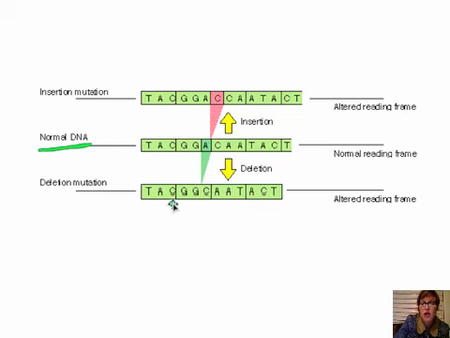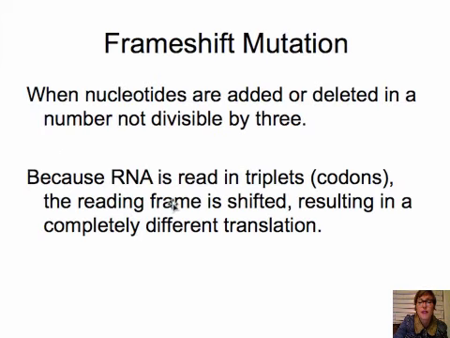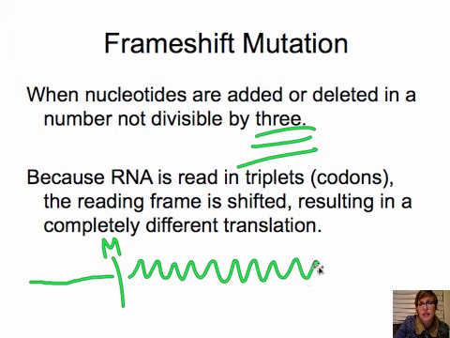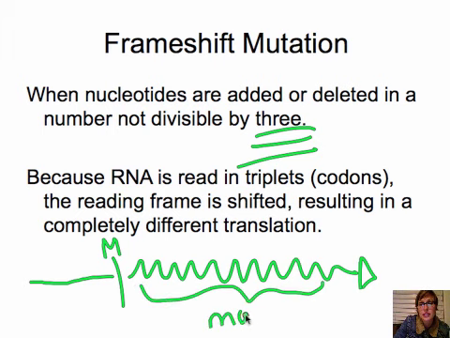So this all in all causes what is called a frameshift mutation, which is when nucleotides are added or deleted, the number not divisible by 3, because remember, we can only read those 3-letter words. And because RNA is read in triplets, or codons, the reading frame is shifted, resulting in a completely different translation. So everything's good here, right? Wherever that mutation was, from this point on, the genetic code is going to be mutated. It's not going to be the same. So we really don't want frameshift mutations to occur.